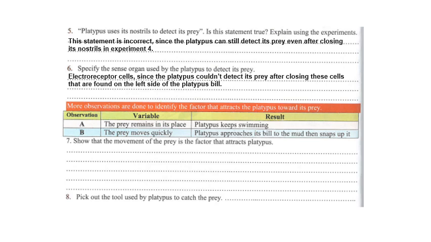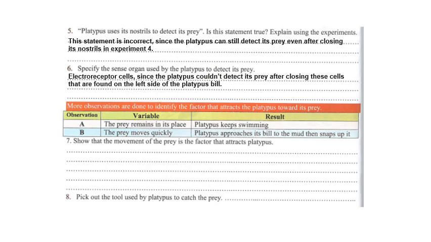Okay, here more observations are done to identify the factor that attracts the platypus toward its prey. Observation 1. The prey remains in its place. The result is the platypus keeps swimming. Observation B. The prey moves quickly. The result is the platypus approaches its bill to the mud, then snaps it up.